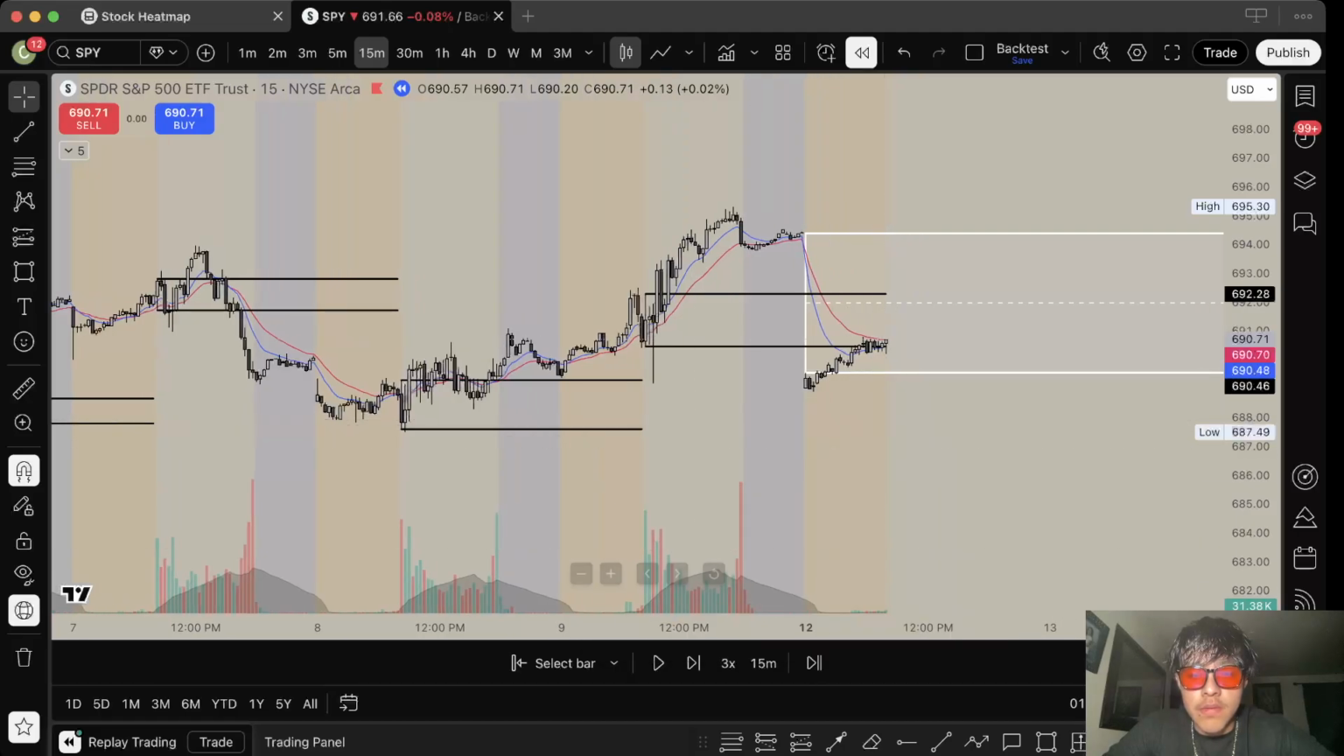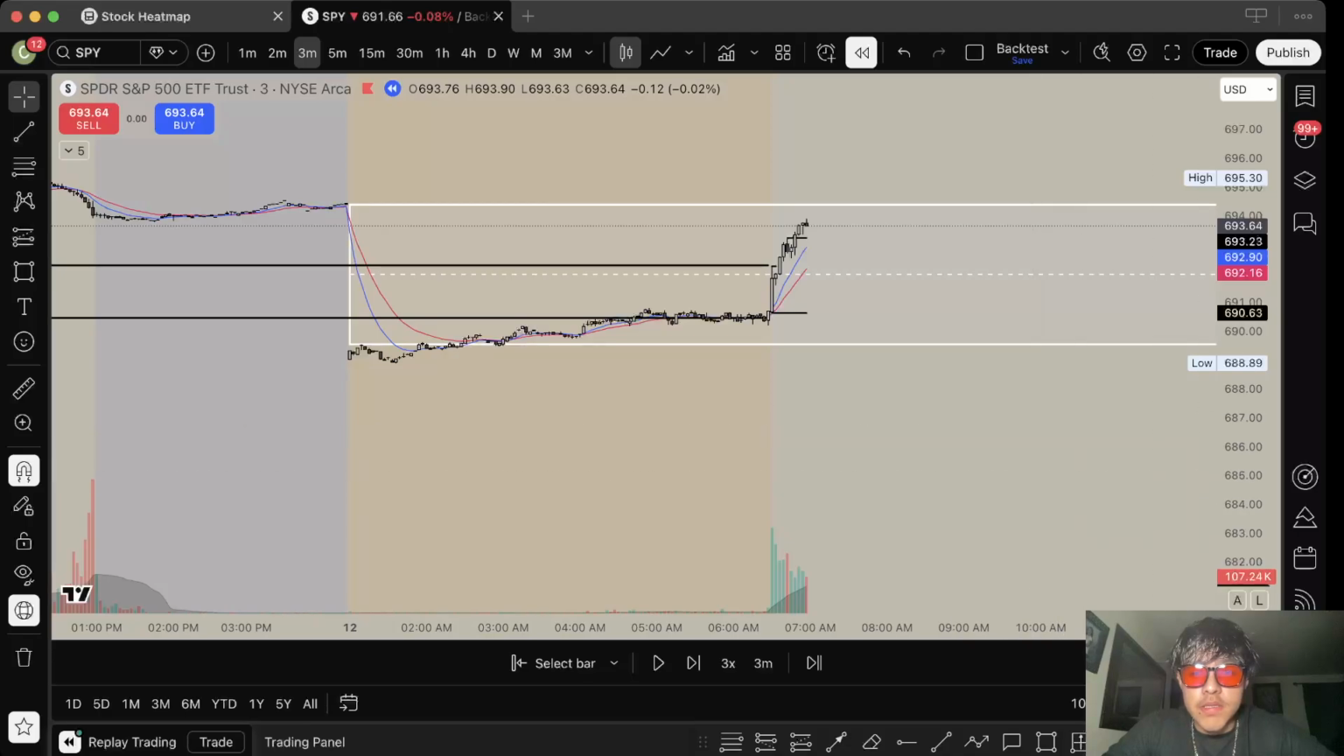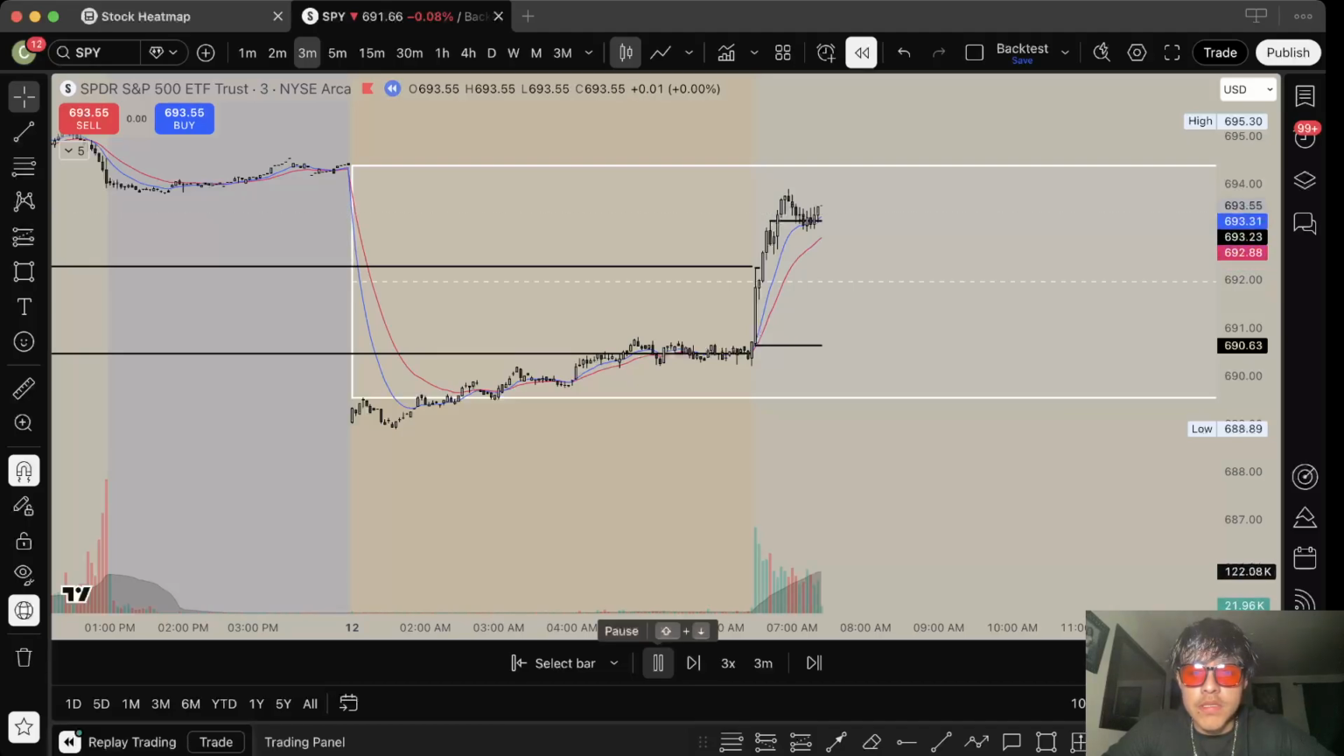We have that gap. Let me change this to LA time. So yeah, this is market open. Boom, we pump. I'm looking at this here, and I'm like, okay, let's see what happens. We're not really doing much. The move was honestly right here, but I don't think I took that. Let's just let it play out.